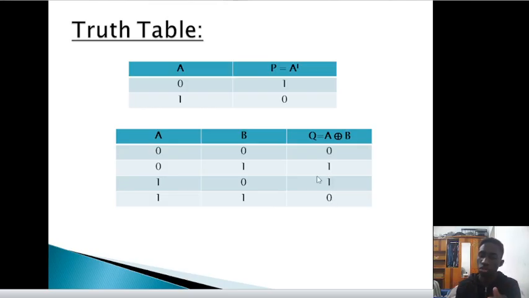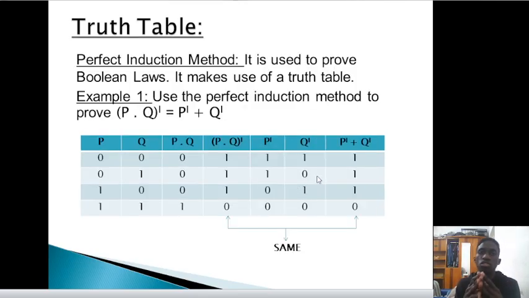Truth tables are very useful. So let's see where truth tables are used. The perfect induction method is used to prove Boolean laws. We'll be covering Boolean laws in our next lesson. We're going to use it in the next lecture to analyze Boolean laws. So it's used to prove these laws, and it makes use of a truth table. We're going to cover 2 examples here.